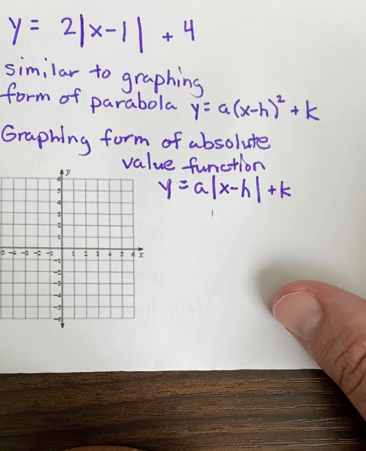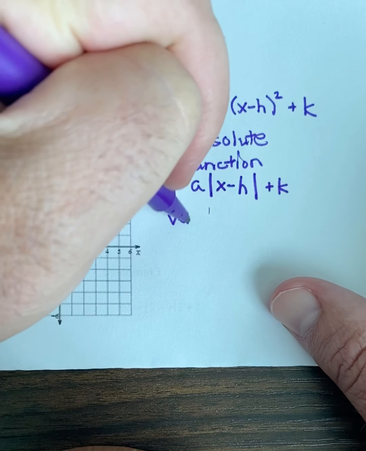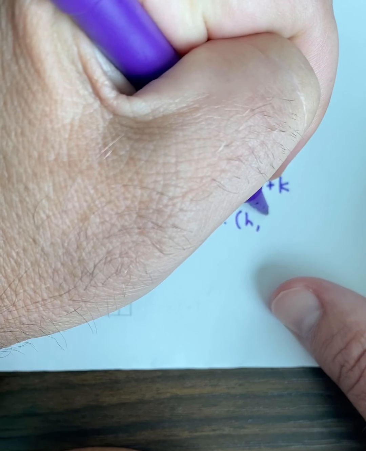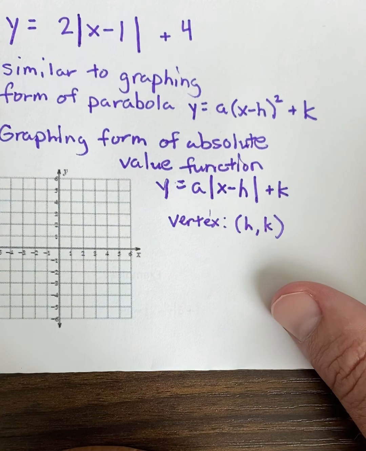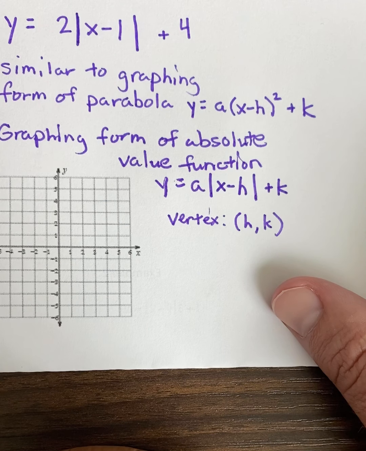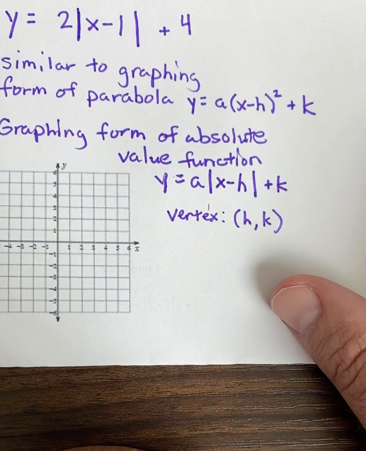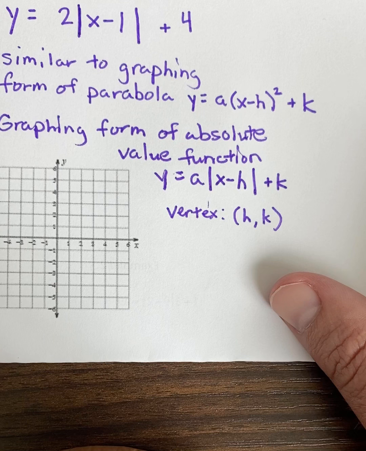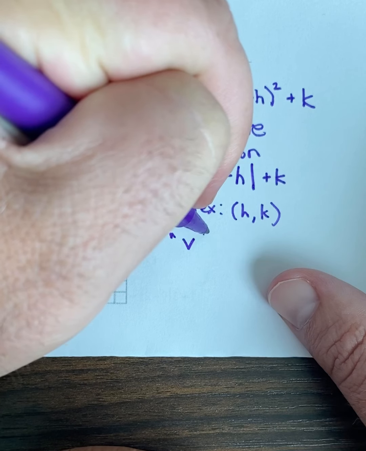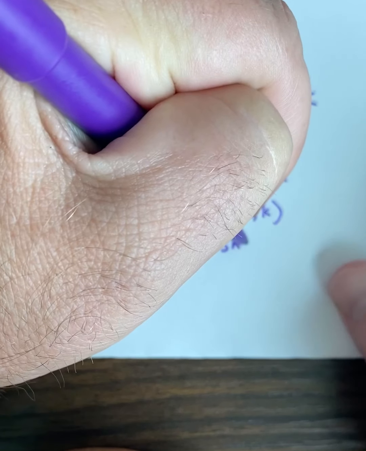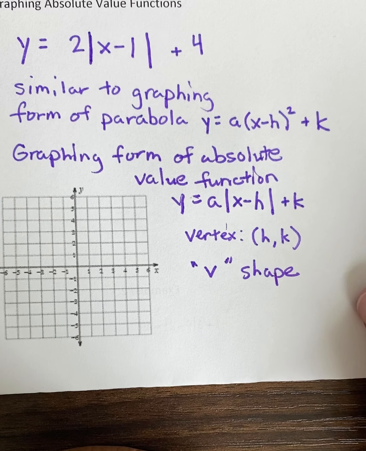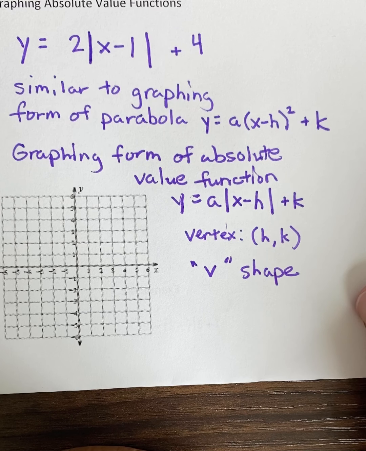And we have a vertex, just like in the parabola, h comma k. a tells you the opening direction and how skinny or wide it is. But an important distinction is that the graph of an absolute value function is a V shape. Okay, so let's try this first example.